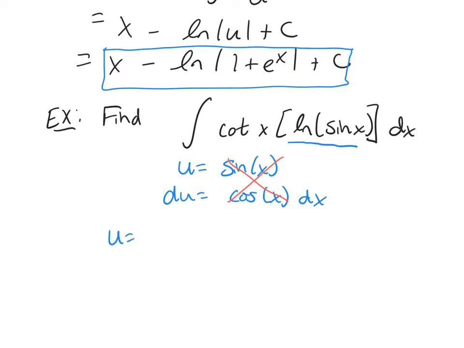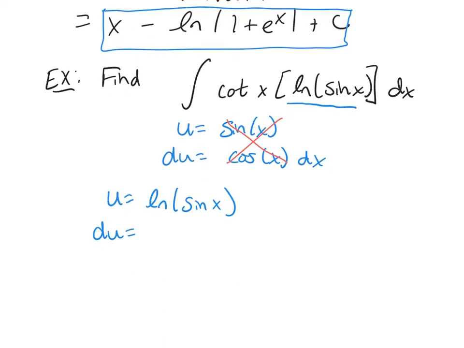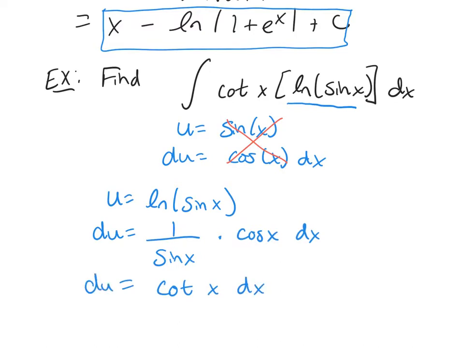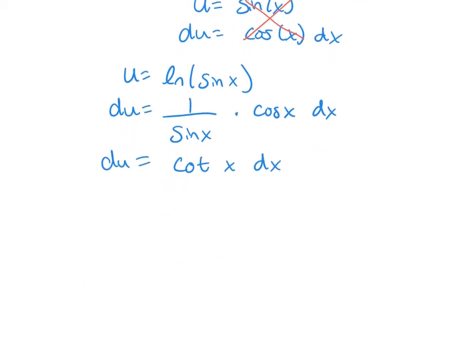So let's try instead using that whole composition, ln of sine x. And what's the derivative of this? You have to use the chain rule. So 1 over sine x, and what's the derivative of sine? It's cosine. So this is the same thing as cosine over sine, which is cotangent. And remember that we do have a cotangent in our integral, so this substitution should work.